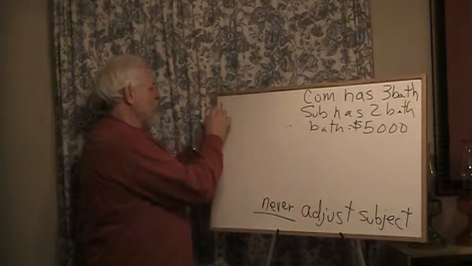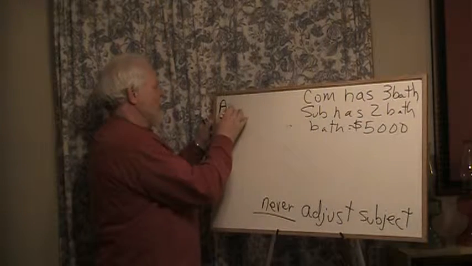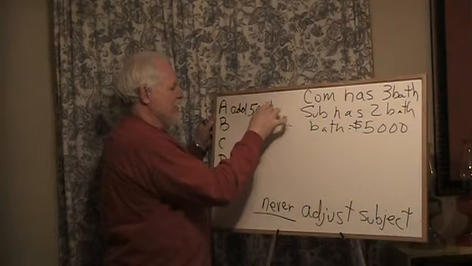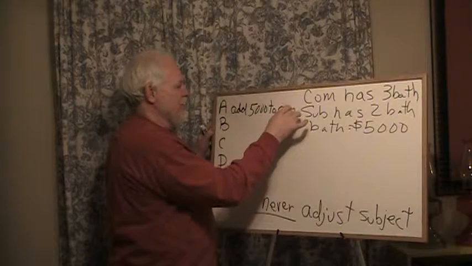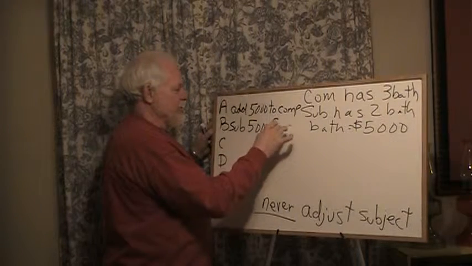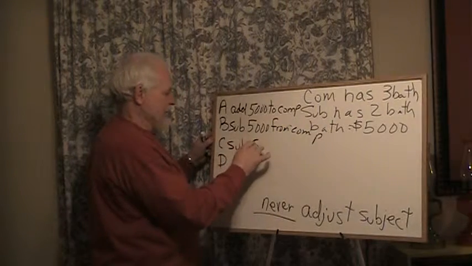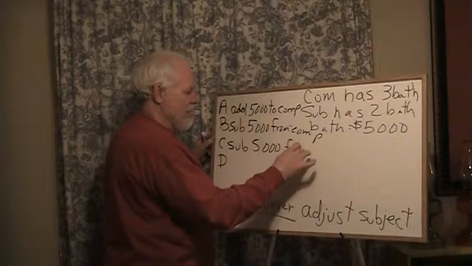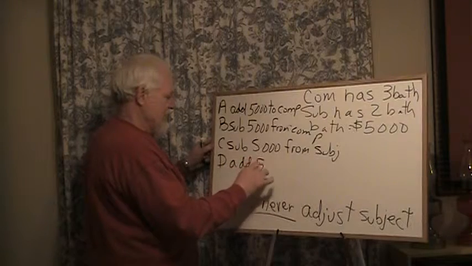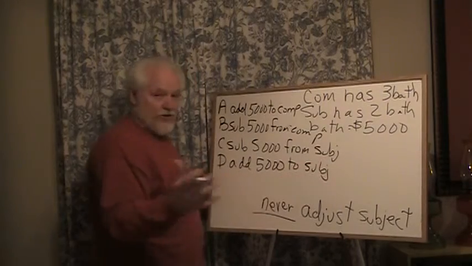So here's the deal. We've got 4 choices. A, B, C, D. We've got add $5,000 to the comp. We've got subtract $5,000 from the comp. We've got subtract $5,000 from the subject. And we've got add $5,000 to the subject. That's the only choices you can have.